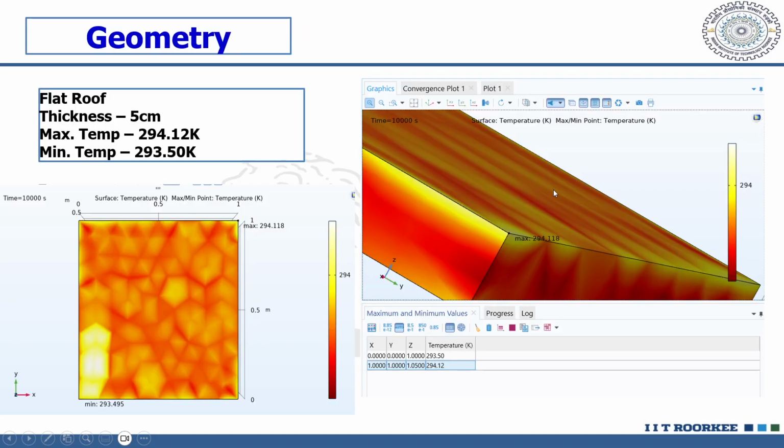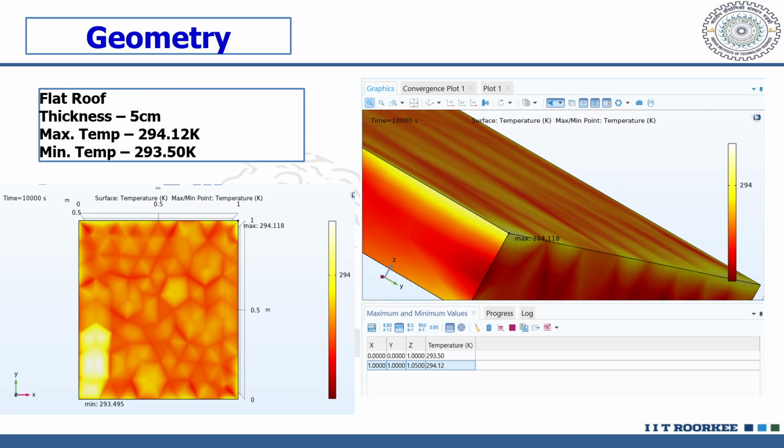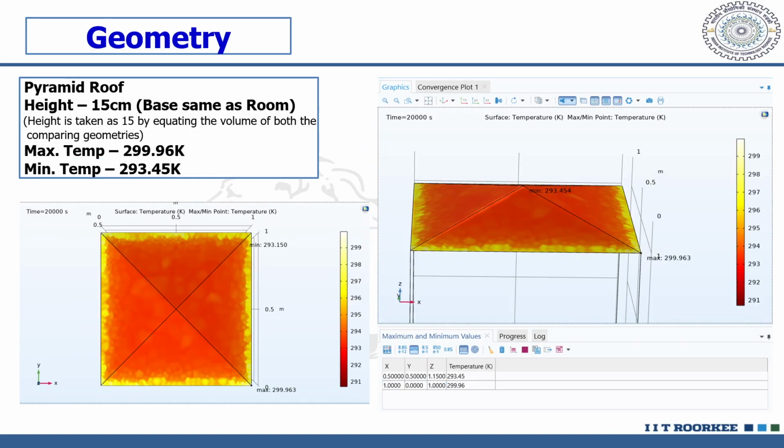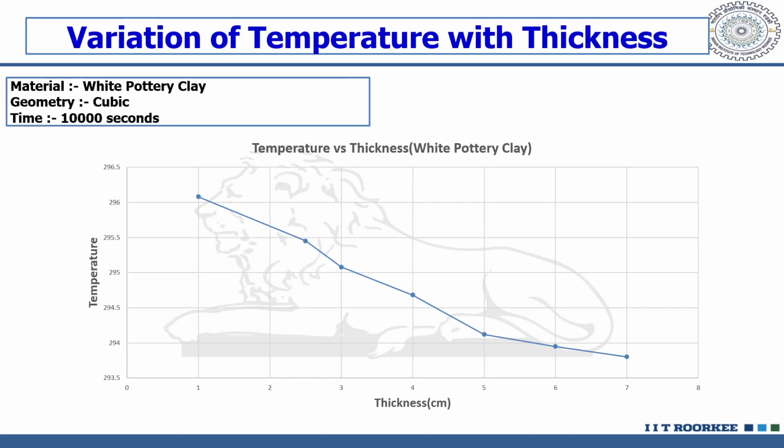Now moving to the geometry, we also judged them on the basis of geometry. We have used the flat roof, the pyramid roof, and our complex geometry, which I showed previously in the COMSOL software. Here we got the minimum temperature at the bottom as 293.5. In the pyramid simulation, we got 293.45 Kelvin, as we can see, with a height of 15 centimeter for the pyramid, keeping the volume the same in each case. And then for the multi-layered roof with different materials, we got the minimum roof temperature as 293.70 Kelvin.